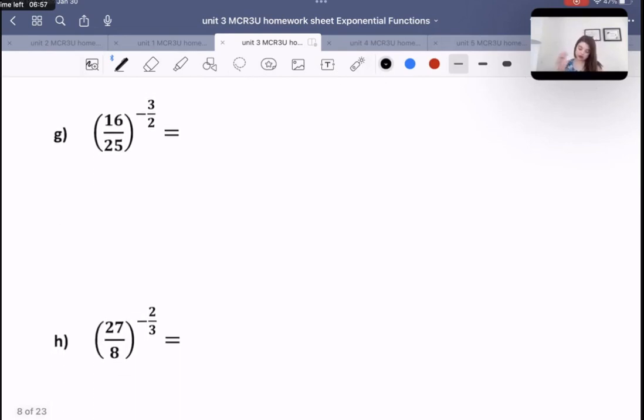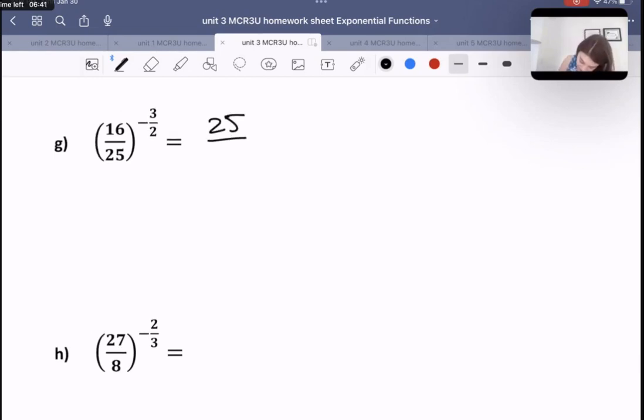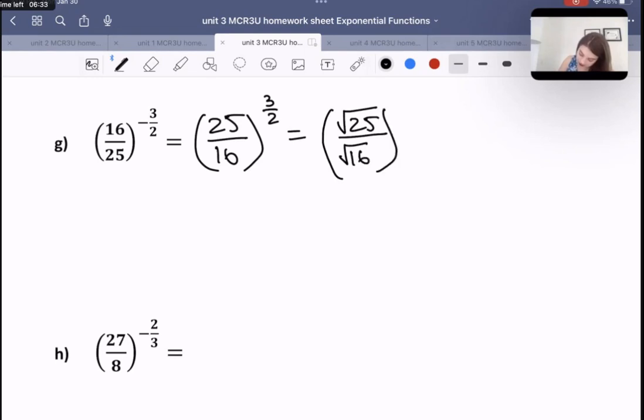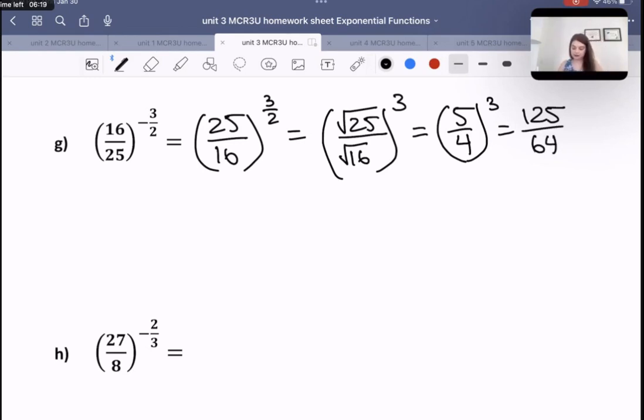All right. Let's move on to G. So G is also negative. Actually, all these are negatives. Perhaps before mentioning that you guys should try yourself, I should have gone through one of the negative ones to give a different example. But oh well, that's okay. So this is also negative. So we're going to put 25 on the top and 16 on the bottom. Then we're going to square root both and take to the power of 3. So that's going to end up being 5 over 4 to the power of 3, which is equal to 125 over 64. And that's our final answer.